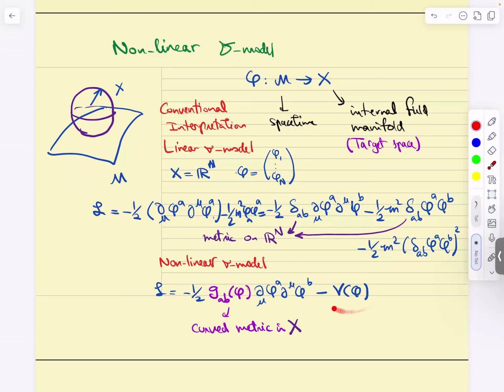Now, you could include a potential. But even if you don't include a potential, the metric depends on the field, so this already is an interacting theory. So you don't need to include a potential term, and I'll actually explain the story of the potential term a little bit more. So this is what the nonlinear sigma model is. Good. Any questions?